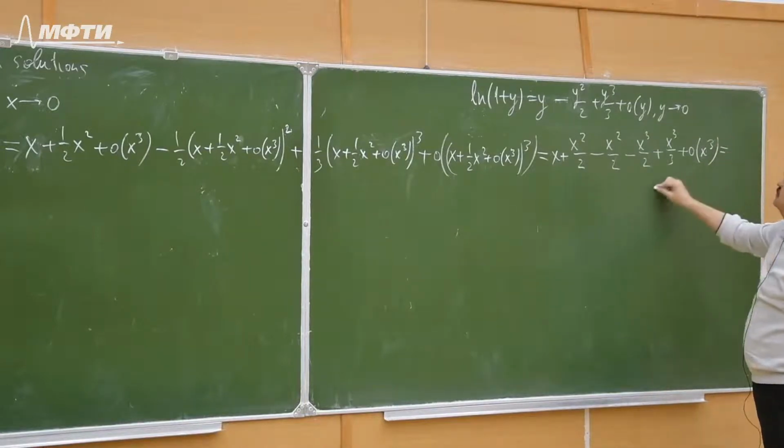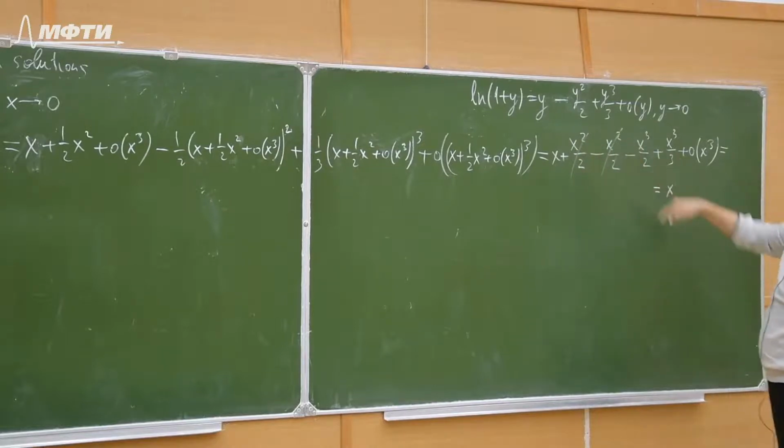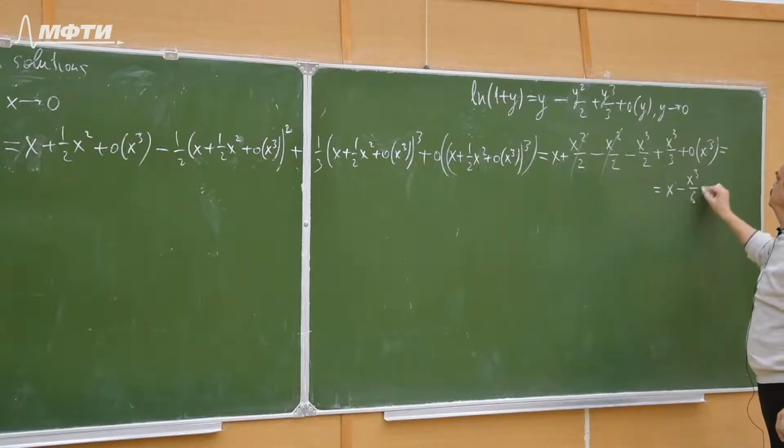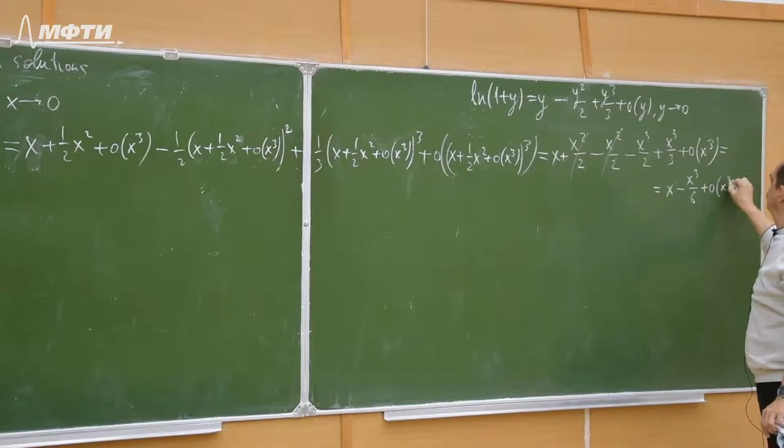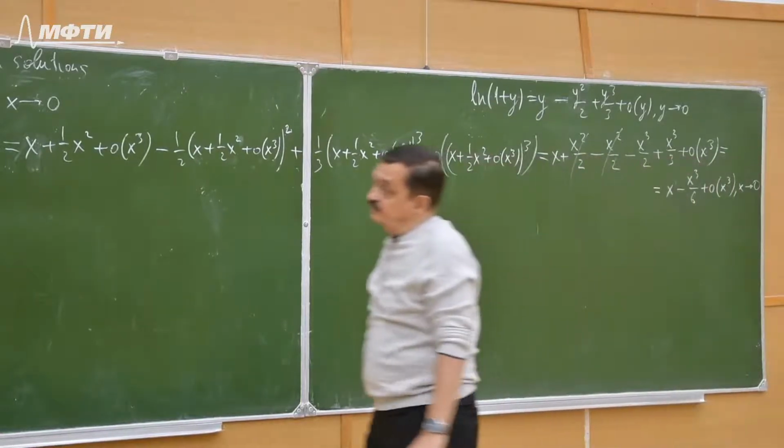And what is it? So we cancel x squared, x, and minus 3 plus 2 gives minus x cubed over 6 plus little o of x cubed, as x tends to 0. That is for the logarithm.